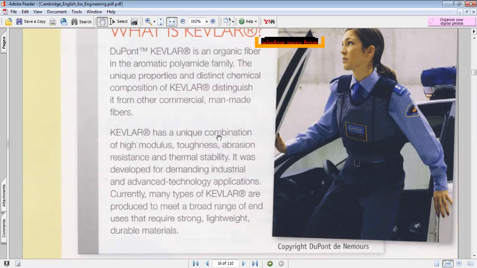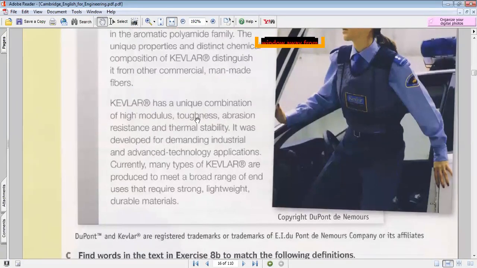Kevlar has a unique combination of high modulus, toughness, abrasion resistance, meaning resistant to wear, and thermal stability. It was developed for demanding industrial and advanced technology applications. Currently, many types of Kevlar are produced to meet a broad range of end uses that require strong, lightweight, durable materials. Yeah, we have very important words in this article.